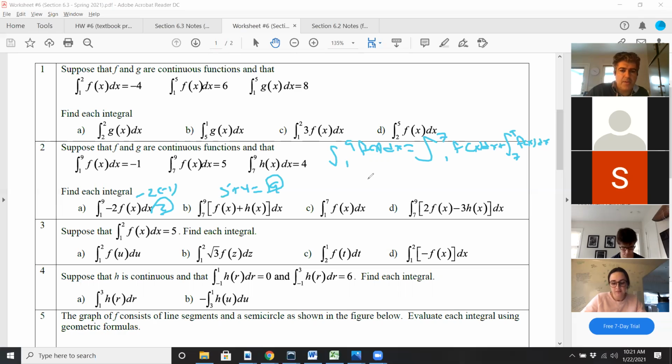And so the integral from 1 to 9 is -1. The integral from 1 to 7, I don't know, call it x. The integral from 7 to 9 I know is 5. So if you work it out, x should equal -6. So that'll be -6 for this one. That's using the additivity property. Then here, from 7 to 9, 2 f of x and 3 h of x. Well, you multiply that by 2, so that's going to be 10. Multiply the integral from 7 to 9 of h of x, 3 times 4, that's going to be 12. Final answer is -2.